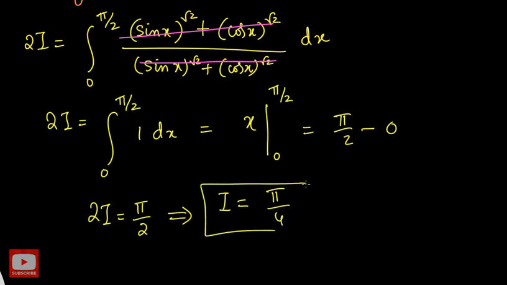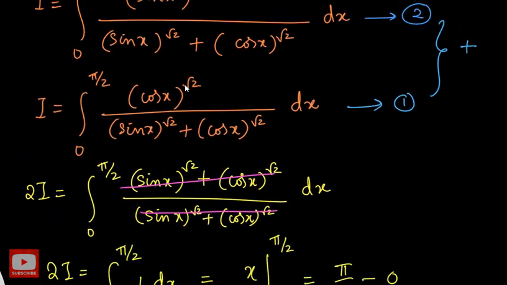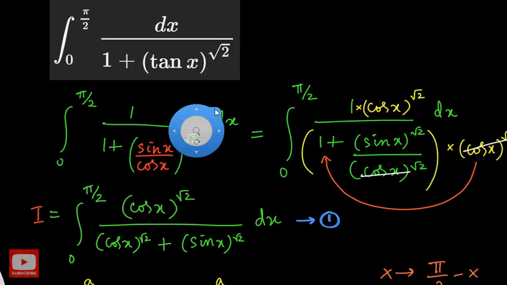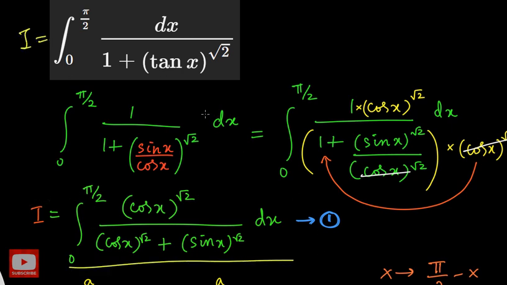So what was I? I was the integral that we started with, right? If you go back and see this problem, this itself is I, because equation 1 is just a modified version of I. So the value of I from the evaluation is nothing but pi by 4.